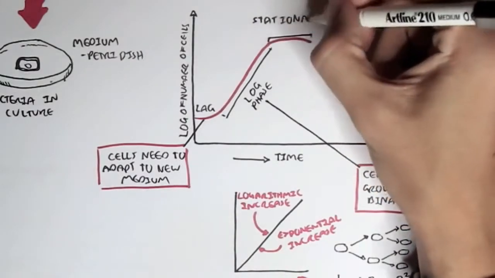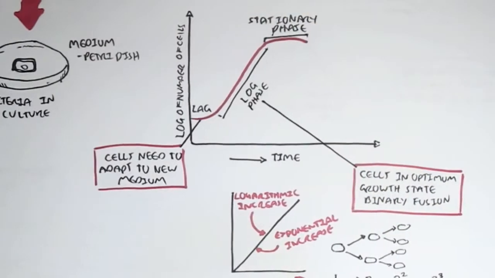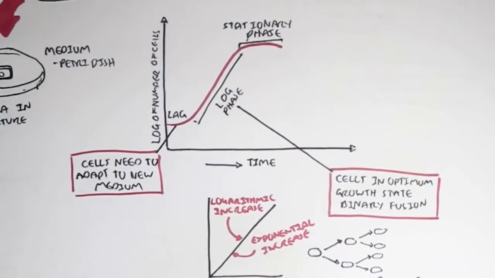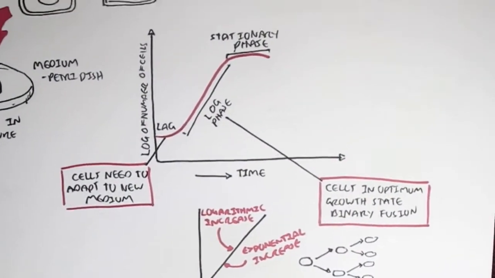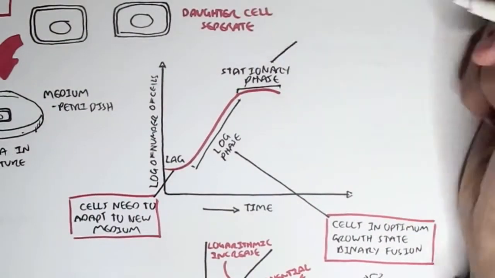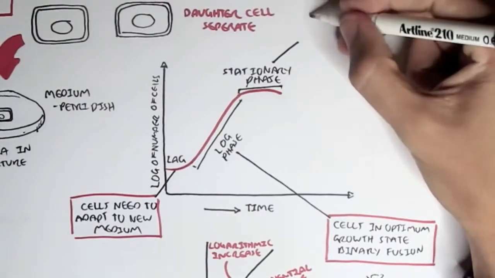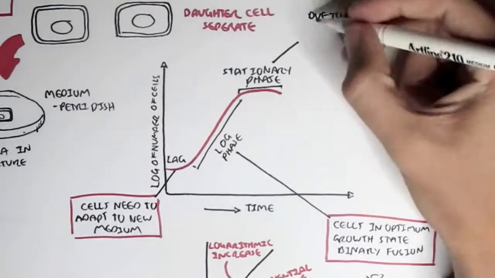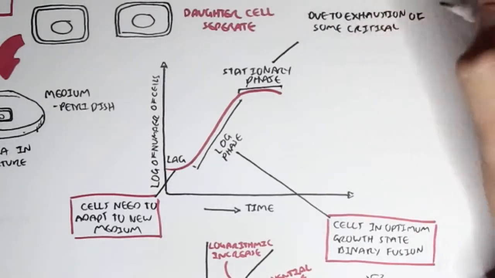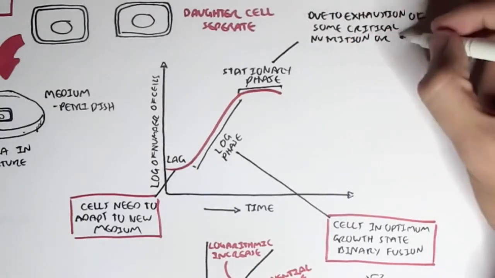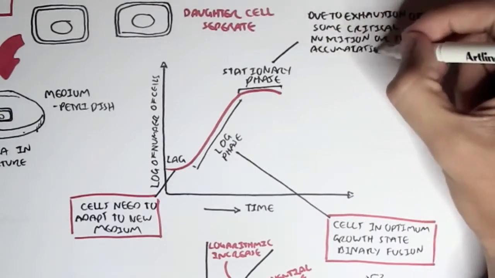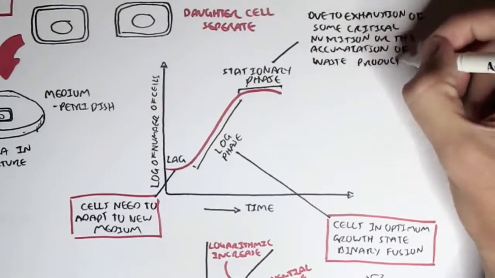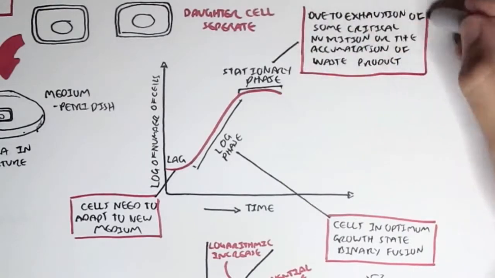Now after the log phase, we have the third phase, which is the stationary phase. And as you can see, it just goes flat. The logarithmic number of cells just becomes flat. It doesn't increase. And this is due to the exhaustion of some critical nutrient, or the accumulation of waste products, which essentially slows or stops the growth of the bacteria in the culture.